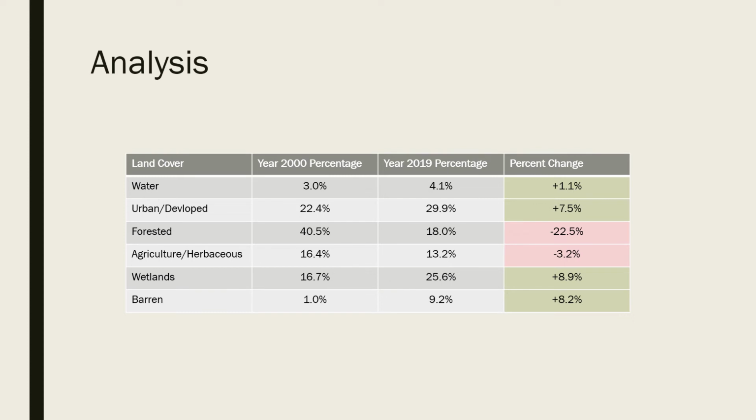For our urban and developed area, we saw a 7.5% increase, which was expected. In our forested area, we saw a 22.5% decrease, which is a little alarming, but we can attribute this change to the urban and developed areas, the barren areas, and also the wetlands. The wetlands are an interesting topic because we have these small inland islands that were once forested, but over time, the slightest increase in sea level has actually converted these once forested islands into wetlands.